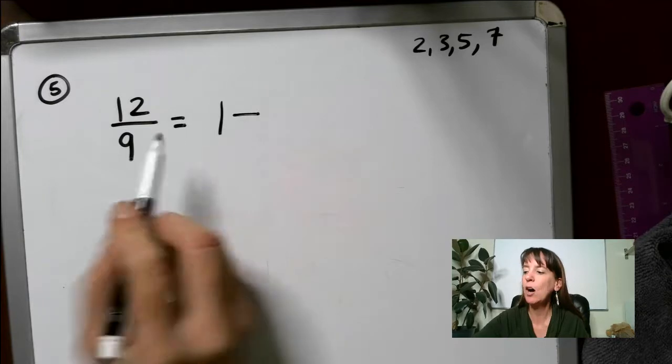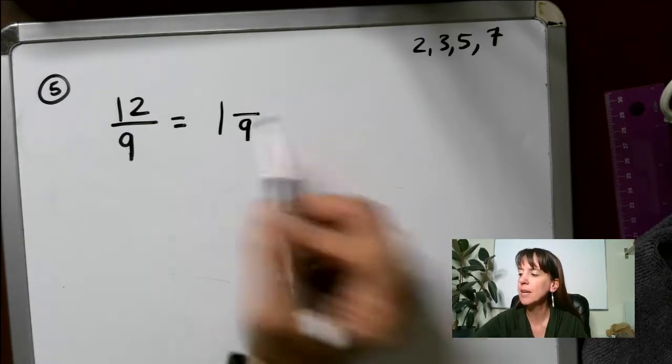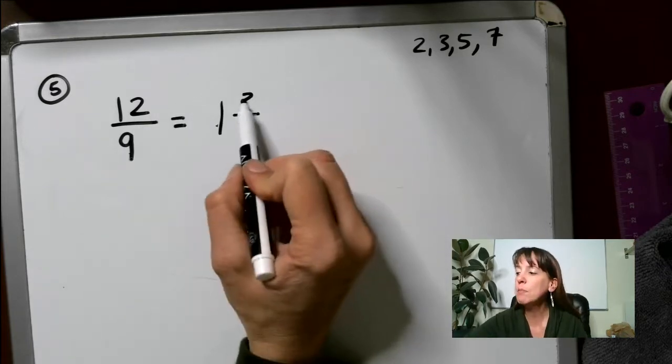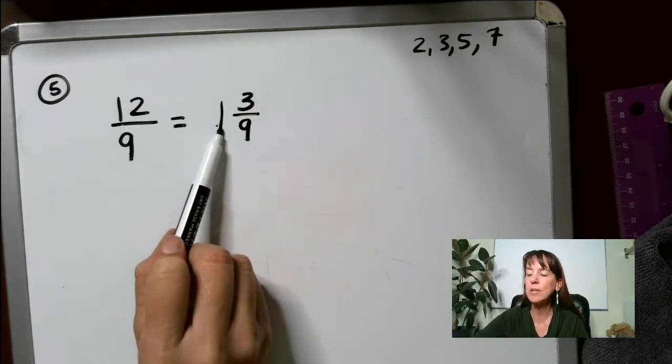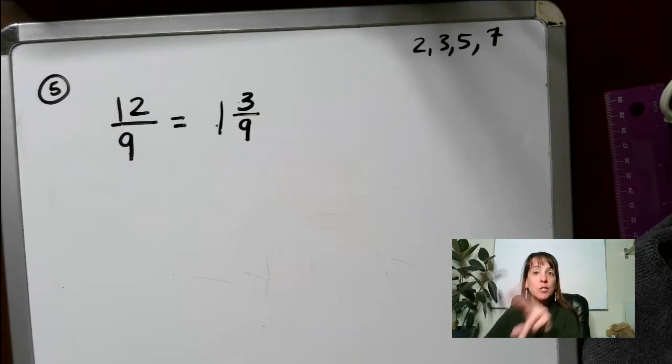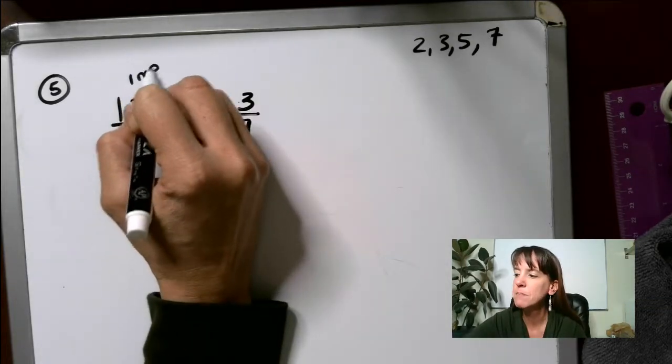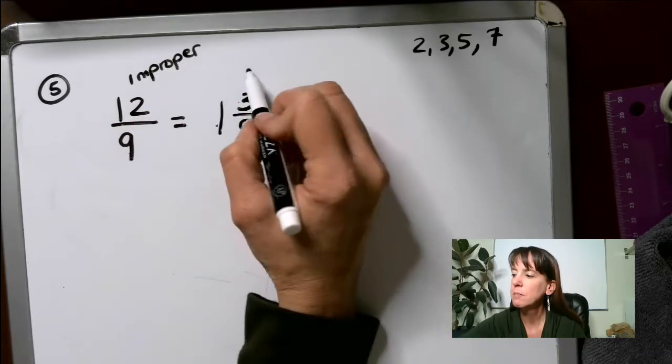1 time. We always keep this denominator, okay? 9 times 1 is 9, plus 3 more will give me 12. So I've just converted from an improper fraction to a mixed number. This is improper, mixed number, okay?